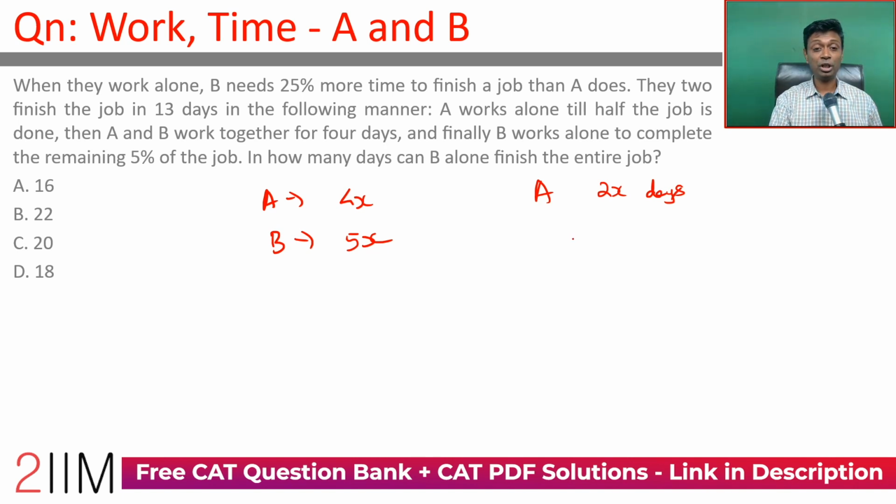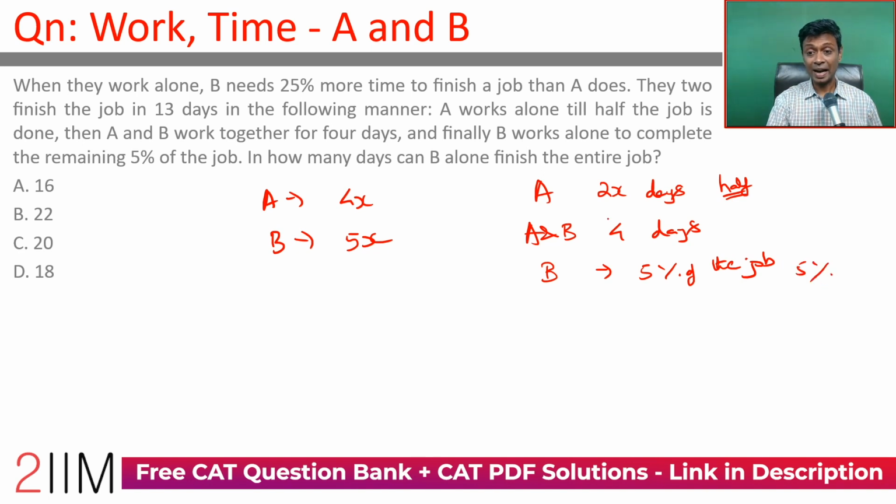Then A and B work together for 4 days. So A and B for 4 days. And finally, B works alone to complete the remaining 5% of the job. B does 5% of the job. Fine, wonderful question, because the definitions are very different. It says half the job, 5% of the job, and then they work together for 4 days.